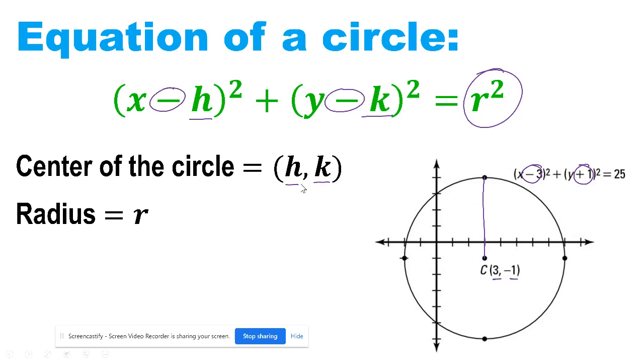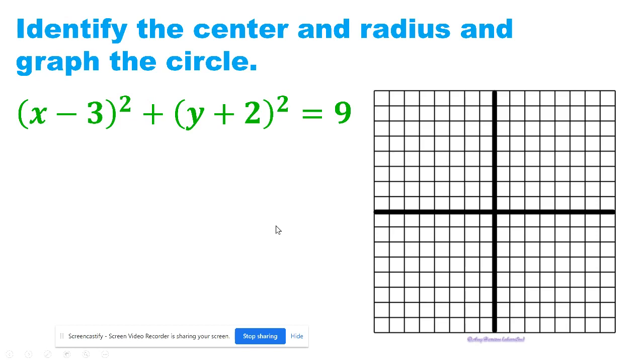So let's look at some different types of problems we can do with this. The first couple we're going to do give us an equation. We want to identify the center, we want to identify the radius, and then we want to sketch a graph of the circle. So first, with the center, I'm going to use those two numbers that are in the parentheses with x and y. So the minus 3 and the plus 2. And when I identify the center of the circle, what I want to do is change my signs. So that minus 3 is going to become a positive 3, and that plus 2 is going to be a negative 2.